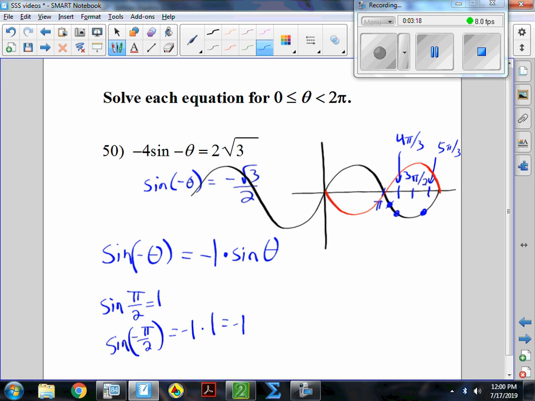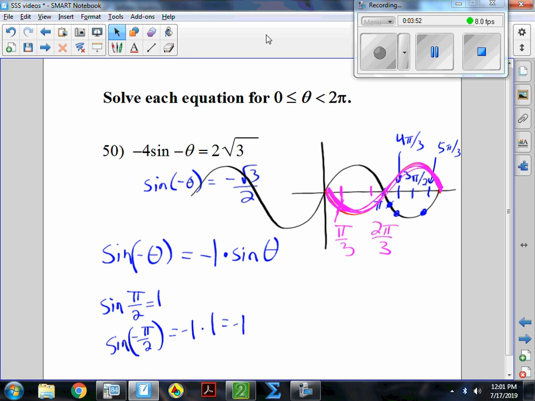So that -1 in front means that instead of looking at it as a horizontal reflection, I can look at it as a vertical reflection. So now in my new graph, I'm looking for those same values. So instead of 4 pi over 3 and 5 pi over 3, we're going to be at 1 pi over 3 and 2 pi over 3. So that negative value treats as a reflection.